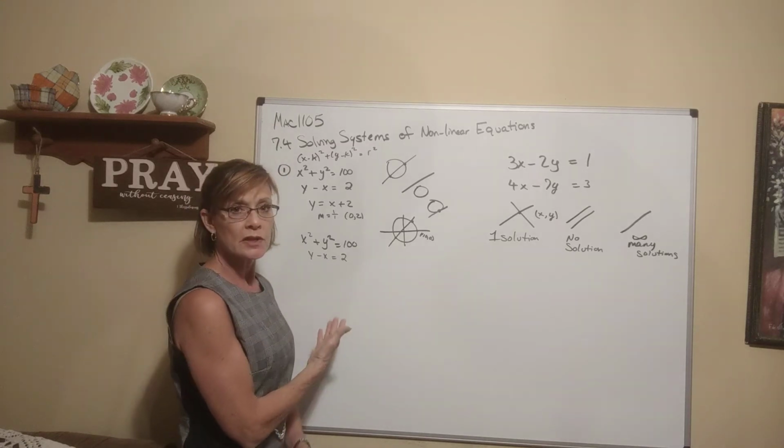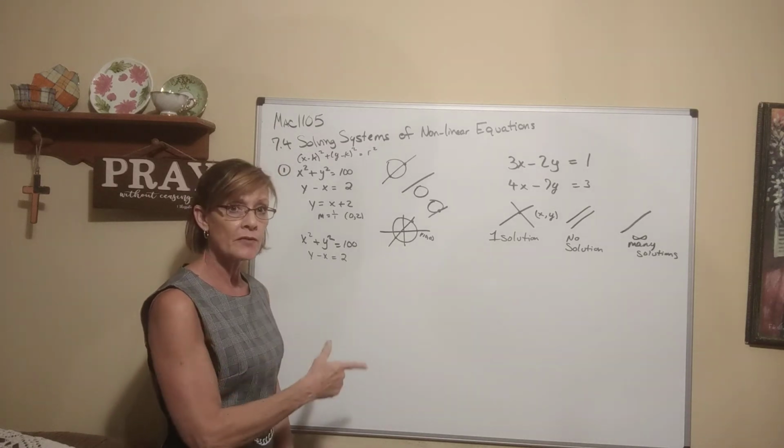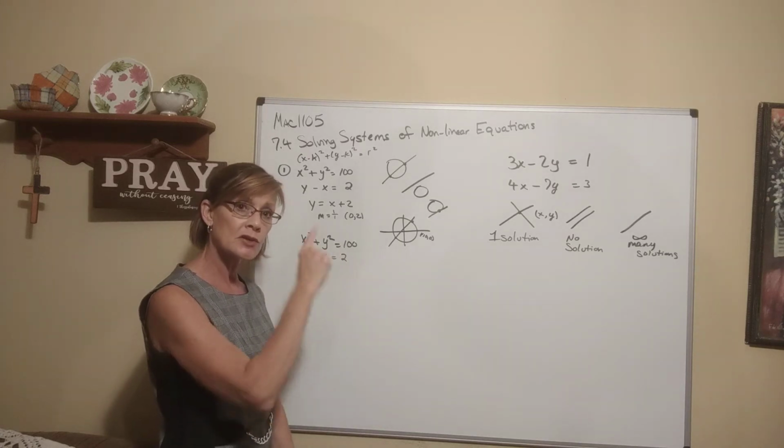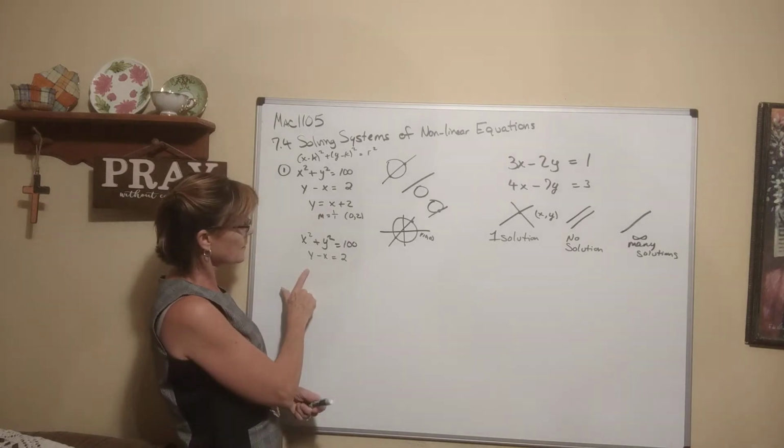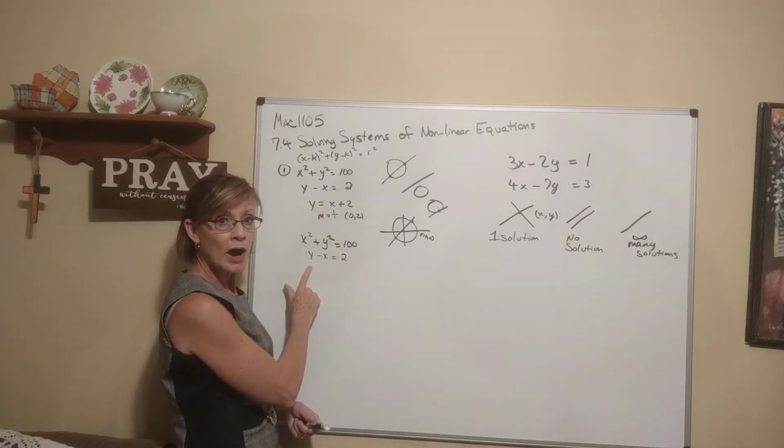The choice I would use for this would be substitution. That's where you solve for one variable and then substitute that expression in for the other variable. So that's what I'm going to choose to do. I'm going to look at this bottom equation. It looks real easy to solve for y, to get y by itself.